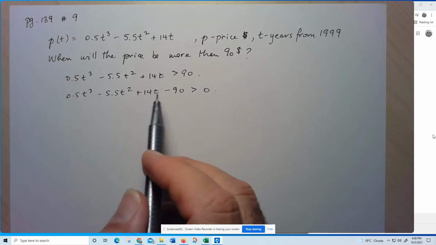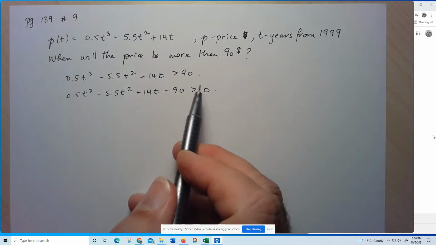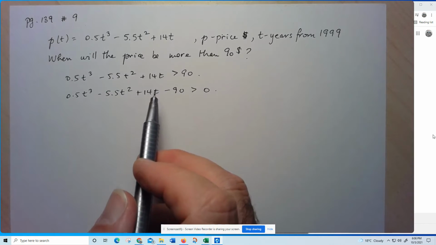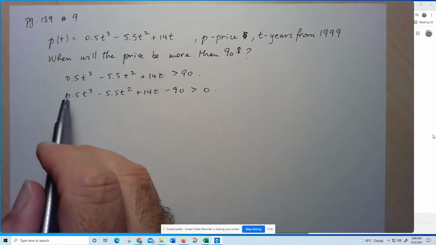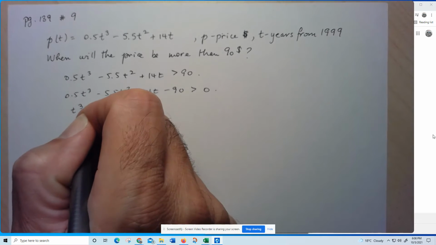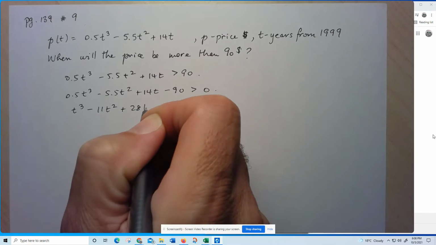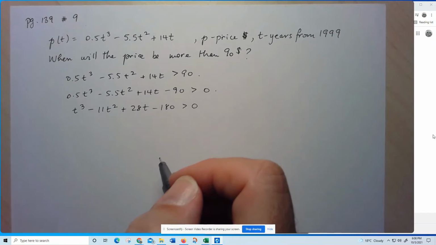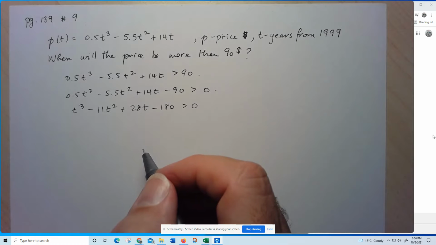What would make this easier to work with, even though it'll make the numbers a little bigger, is to multiply both sides of this inequality by 2. We know we can do that, because if we multiply both sides by a positive number, the inequality is maintained. Multiplying the left side by 2 leaves me with t cubed minus 11t squared plus 28t minus 180, and 0 times 2 is 0. So we have something a little more familiar here.